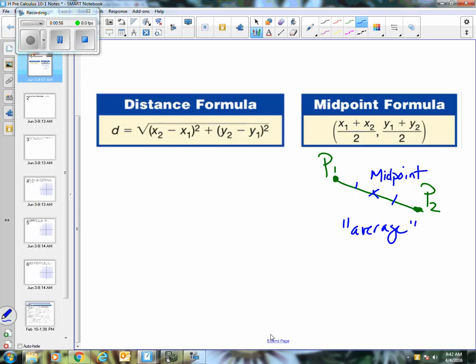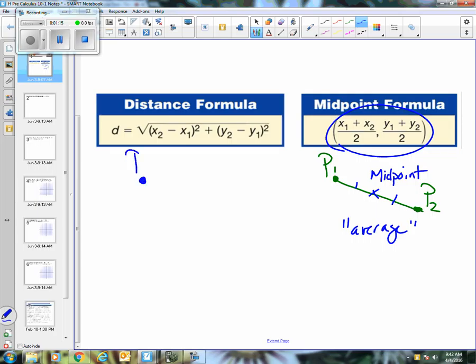So how do you find an average of two numbers? Well, you add them and divide by 2, and that's exactly what the midpoint formula is telling you to do. Average the x's and average the y's. People really struggle memorizing formulas, so think of it as an average. That's what a midpoint is. It's a middle.